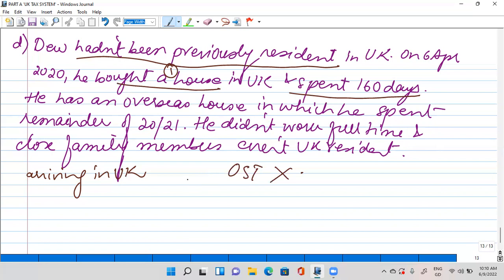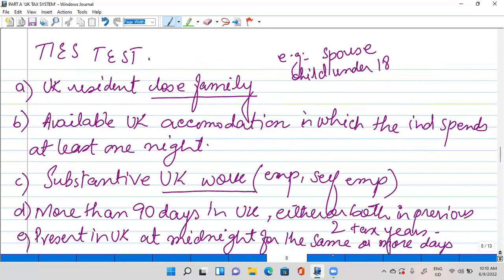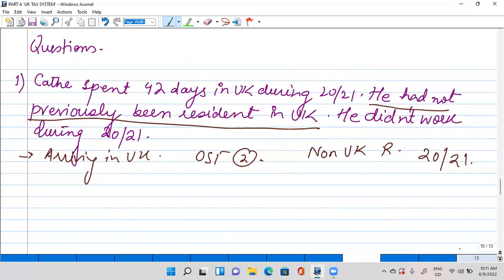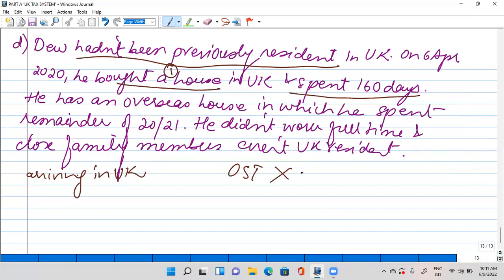Now, how many days is he spending in the UK? He is spending between 121 and 182 days. Previously he was a non-UK resident, so now he will be considered a UK resident if he meets 2 UK ties. So let's see his 2 ties. What can those 2 ties be? I think he has only 1 tie.